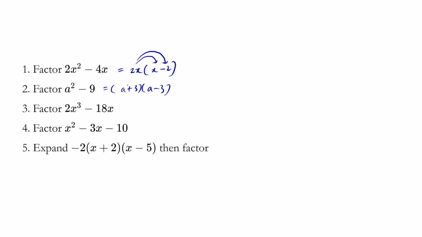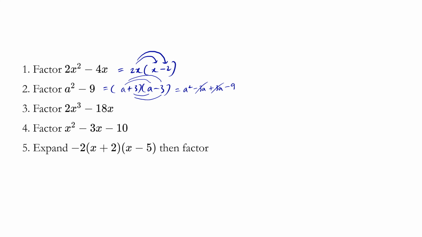If you really want to take the time to expand this out, first, outside, inside, last, you'll realize that we get the correct answer. A squared, let's do outside. Inside would be plus 3a. And last would be negative 3 times 3 is negative 9. You see that the insides cancel.